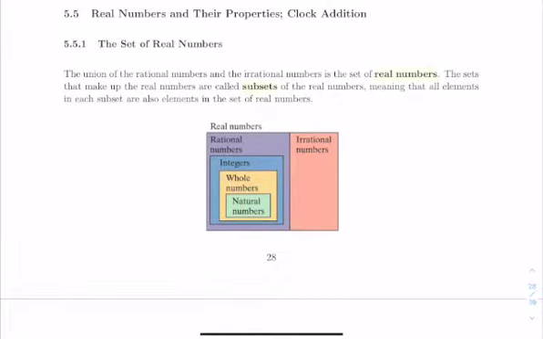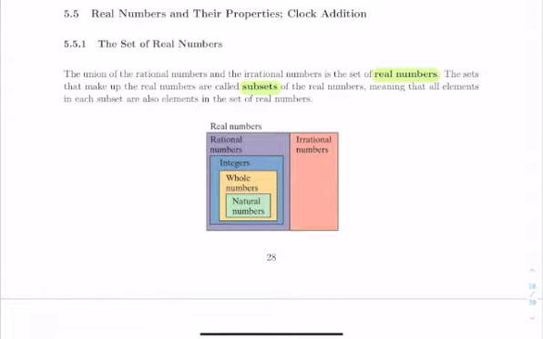In section 5.5, we look at the real numbers and their properties. The union of the rational numbers and the irrational numbers is the set of real numbers. The sets that make up the real numbers are called subsets of the real numbers, meaning that all elements in each subset are also elements in the set of real numbers.